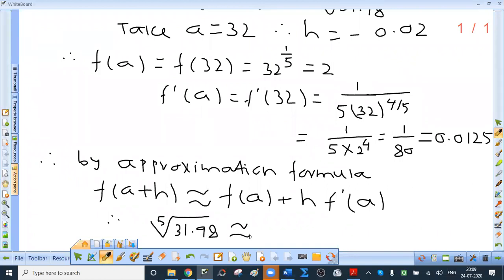What is f of a? It is nothing but 2 minus 0.02, okay, into 0.0125. Now tell me what is the final answer. You should be able to simplify this.